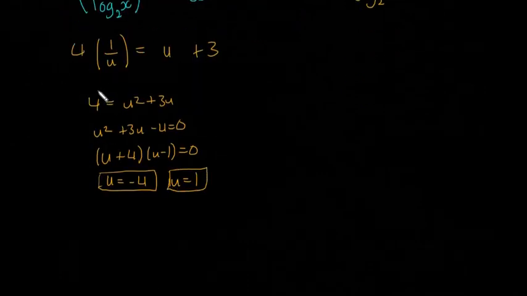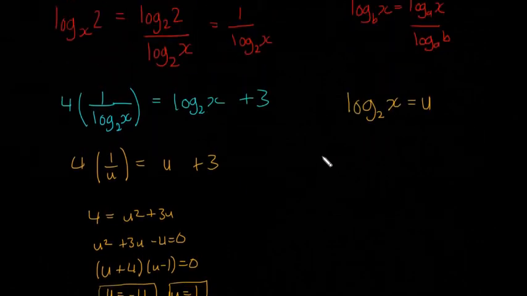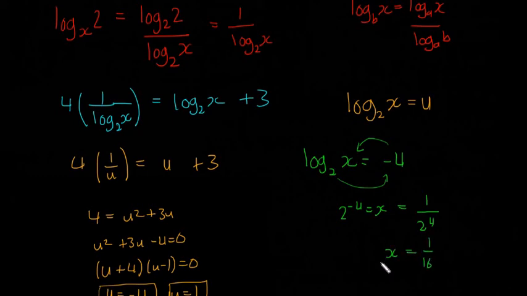But now we're going to have to take u equals minus 4 and u equals 1 and sub them back up here. So I'm going to try first log base 2 of x is equal to minus 4. That means 2 to the power of minus 4 is equal to x. And 2 to the power of minus 4 is 1 over 2 to the 4, so that means x is equal to 1 over 16. That's one of our numbers. Put a box around that, and I'll come back to check that later.